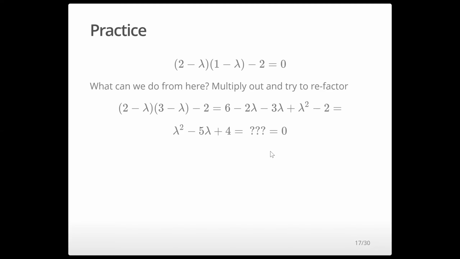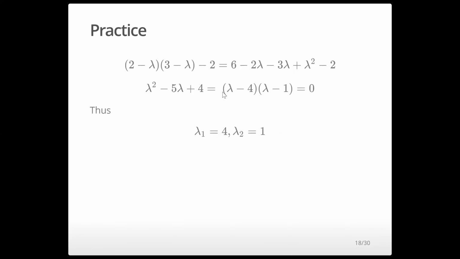And so what can we do here? We need to try to refactor this. Do we see a factor solution that's clear? If not, and it won't always be clear, we could go back to our high school algebra and use the quadratic equation. We're not going to mess around with that here. There is an easy factor solution to this. If you don't see it already, it is lambda minus 4 times lambda minus 1. So set that equal to 0, and we get our eigenvalues.